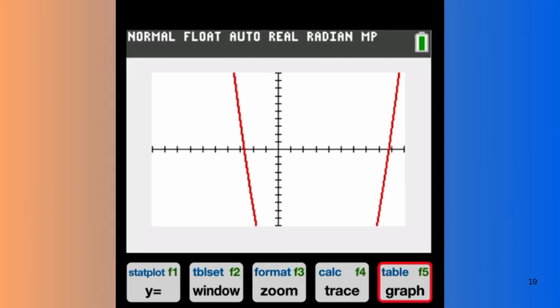Well, you see that there's actually only one because the blue parabola became the red parabola. They overlapped each other because they have the same solution. So that's how we know that's the correct answer.